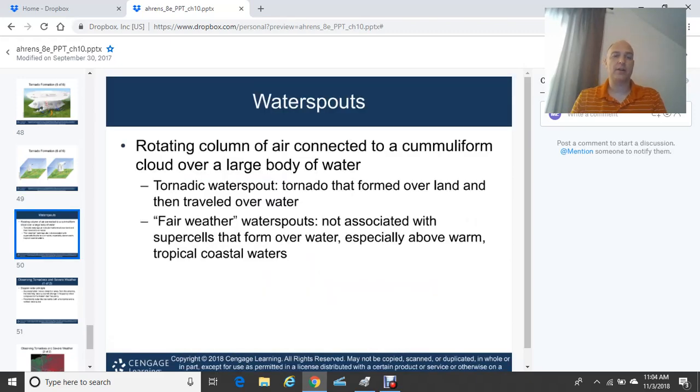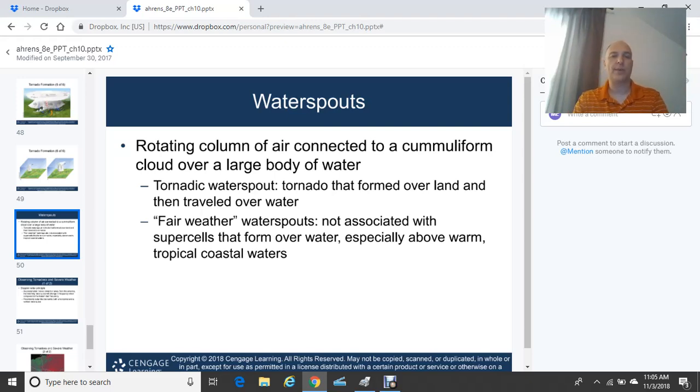Water spouts are unique in that they're a rotating column of air connected to a cumuliform cloud over a large body of water. So water spouts are basically tornadoes over water, if you want to think of them like that. I did see a few water spouts out over the water last December, and it's a really cool sight to see. You get really cold air aloft over the relatively warmer water, and you create a possible water spout. Tornadic water spouts are tornadoes that formed over land and then traveled over water. So a tornadic water spout is one that starts on land as a tornado, and it moves out over the water.